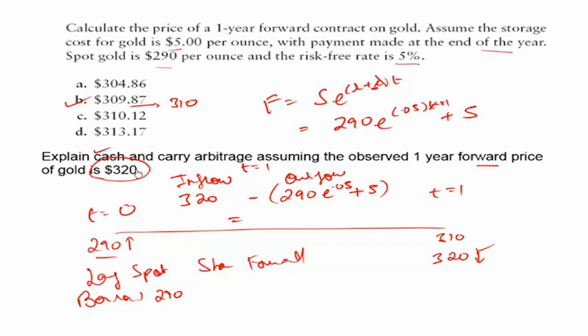If the observed gold price was equal to $300 instead of 320, then you would short in the spot and long in the forward. When you short in the spot, you receive money. You receive $290 for selling, and then you long in the forward. That is referred to as reverse cash and carry arbitrage, where you short in the spot and long in the forward. If the forward price is not equal to the theoretical forward price, then there is an arbitrage opportunity.